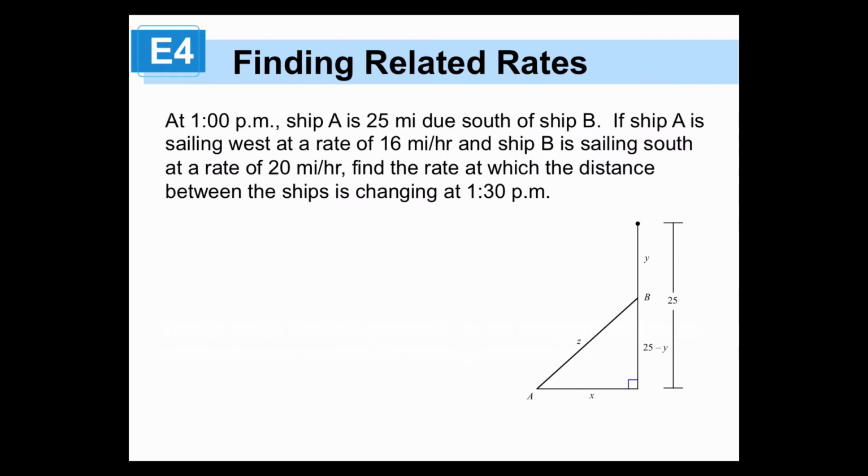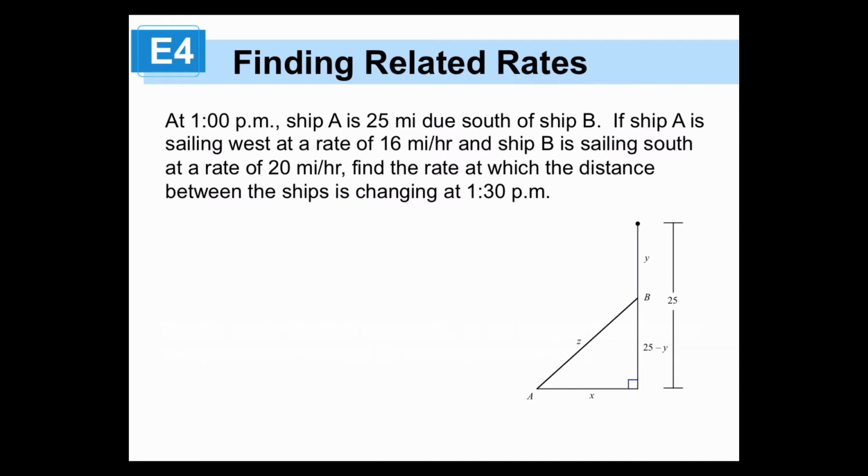As these ships start, they're going to have a distance between them that's changing over time. When t equals 0, what's z? Let me say that again. When t equals 0, what's z? 25, right. B's here, A's here, that distance is 25. So notice what I did in the picture. I did a little bit of manipulation for you. If the distance that B traveled is y, then the distance it still has to travel to get down to that point is 25 minus y, because the whole distance is 25.